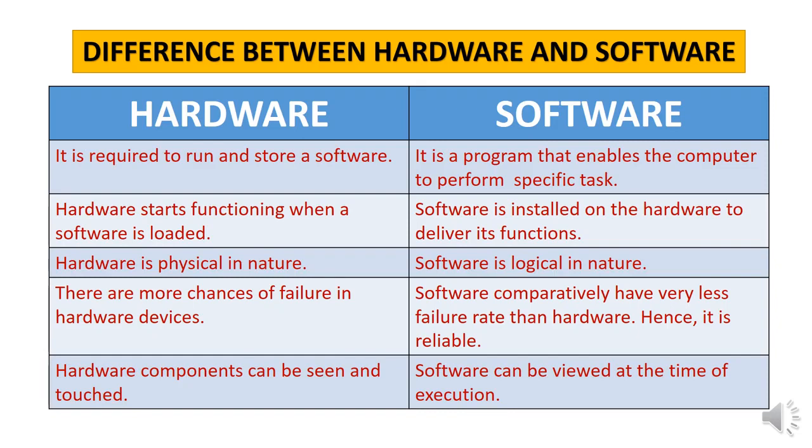Next point, there are more chances of failure in hardware devices. It is said because it totally depends on the electricity. If there is any fluctuation, your hardware failure rate increases. Now software is totally dependent on hardware. That's why it is said that software comparatively has a lower failure rate than hardware. Hence it is reliable. Hardware components can be seen and touched. Software can be viewed at the time of execution.